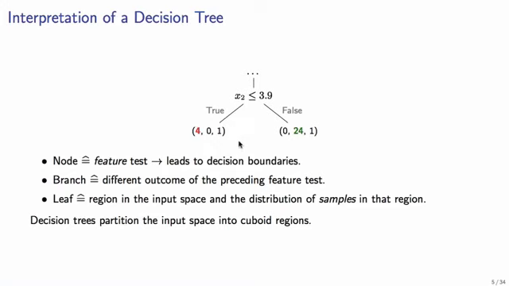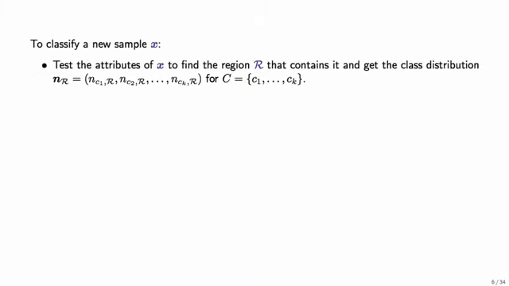If we have reached a leaf node, that leaf node defines a region in the input space and also a distribution of the samples in that region. Remember that since we only ever split on one feature each, we create cuboid regions, and that's because our splits are always axis parallel. Now, if you want to classify some new data point X, we test all its attributes according to the tree that we have, find the region that contains the point, and get the final class distribution in the leaf node.